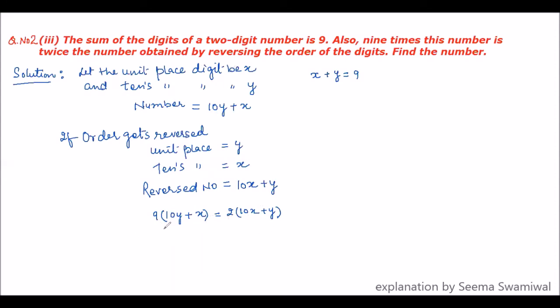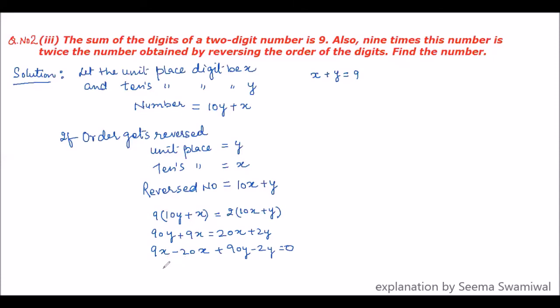Now we will simplify to get the second equation. This is 90y plus 9x is equal to 20x plus 2y. Now bring the variables this side. So 9x minus 20x plus 90y minus 2y. And now this side we are left with 0.